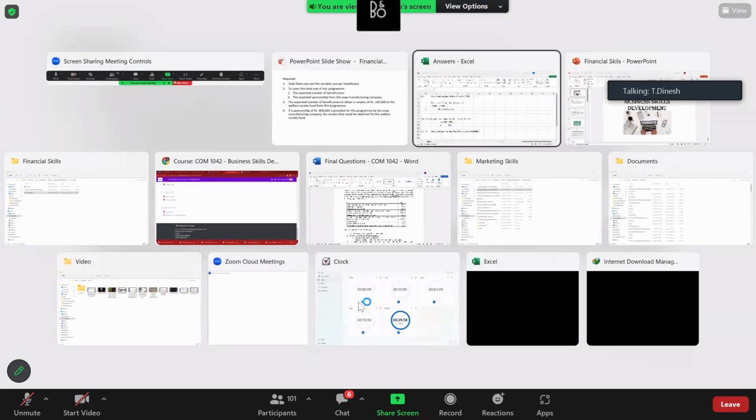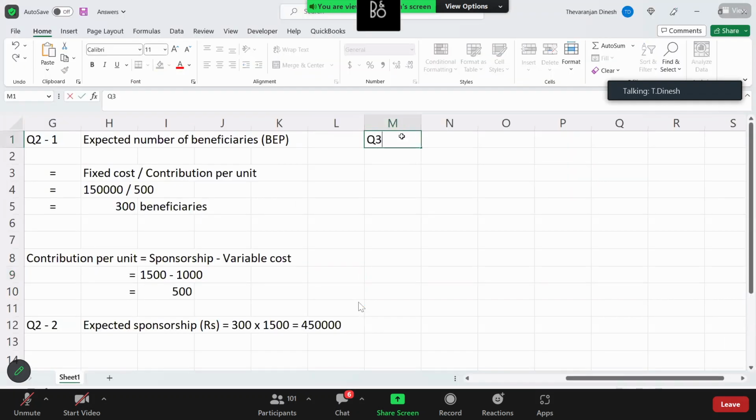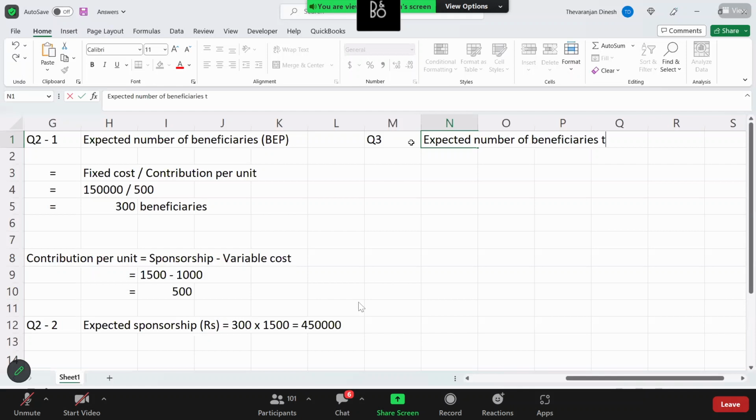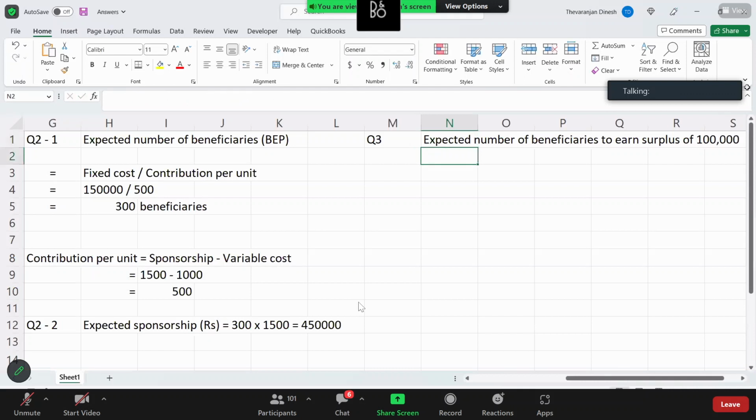So question 3: you need the expected number of beneficiaries to earn a surplus of 100,000. This is a society, a non-profit organization, so we don't use the term profit and loss. We use the term surplus and deficit. So here they would like to have a surplus, an extra 1 lakh. So what is the formula for that?